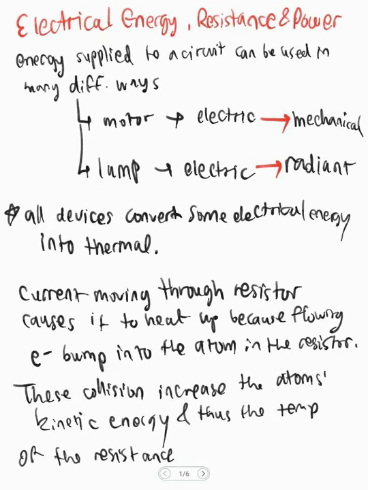So let's move on to section 2 of this chapter, which is electrical energy, resistance and power. The energy supplied to the circuit can be used in many different ways. For example, the motor can turn electric energy into mechanical energy, and the lamp can turn electric energy into radiant energy. All the devices convert some electrical energy into thermal energy, and the current moving through the resistor causes it to heat up because flowing electrons bump into the atoms in the resistor, and this collision increases the atoms' kinetic energy and thus the temperature of the resistor.